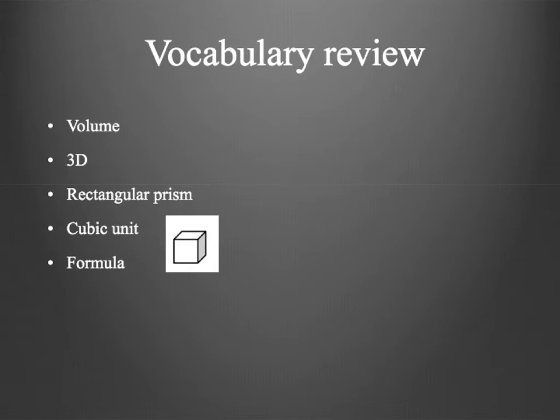Rectangular prisms, those are things that have a rectangular base and are cube-shaped. They have 3 dimensions. We have the cubic unit. 1 cubic unit makes up a whole cube, and that's how we measure our volume. And then our formula for volume.